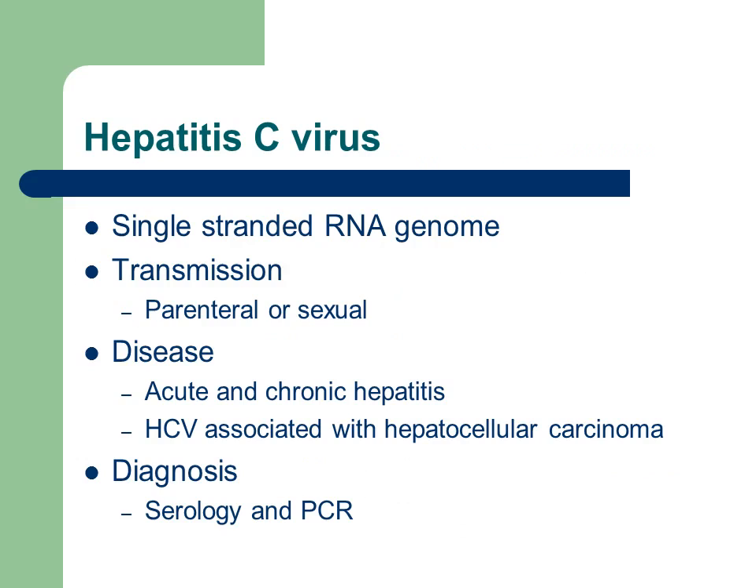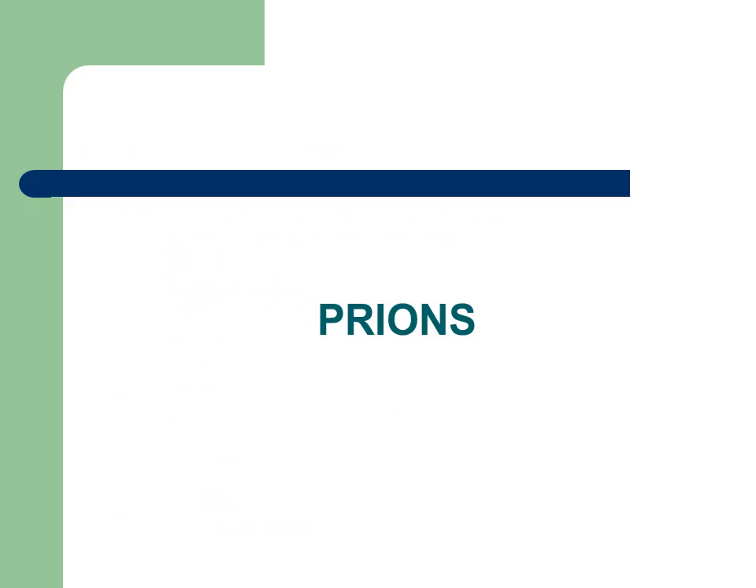Now, hepatitis C is transmitted like hepatitis B. It can be sexual contact. You can also have parenteral transmission. The disease, like hepatitis B, is acute and chronic hepatitis. Hepatitis C is associated with hepatocellular carcinoma, a cancer, just like hepatitis B is associated with liver cancer, and is diagnosed serologically and by nucleic acid testing. Now, we're not going to talk about all of the other hepatitis viruses because hepatitis A, B, and C are more common in the United States.